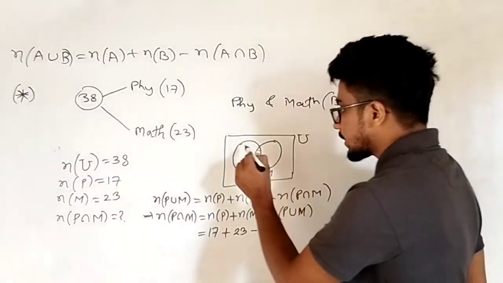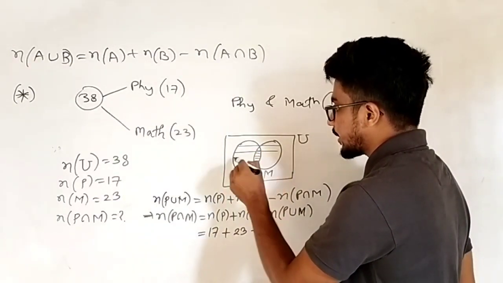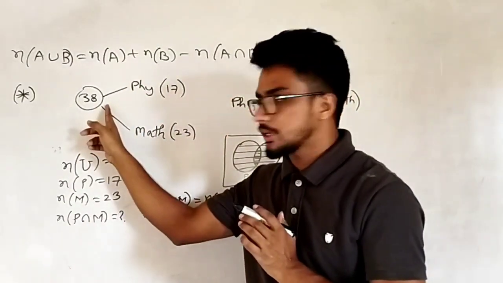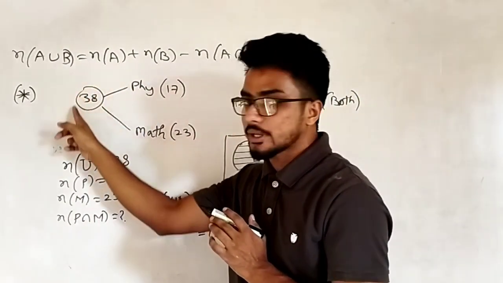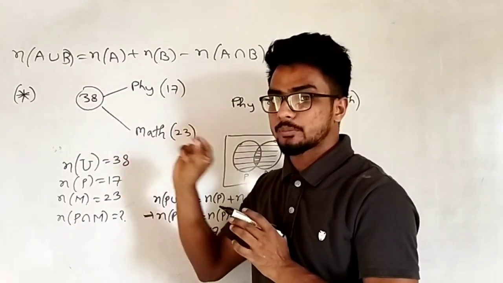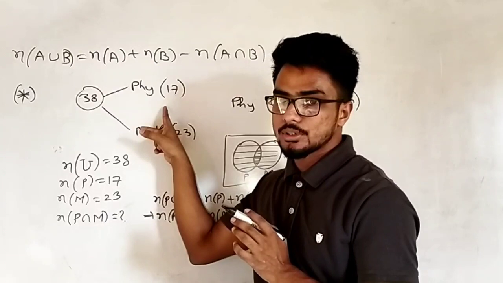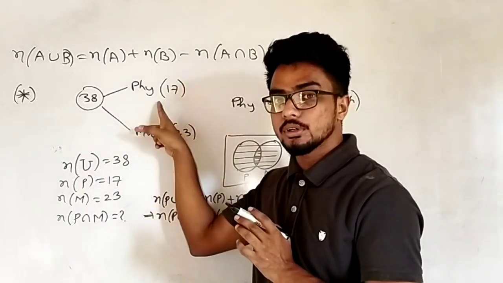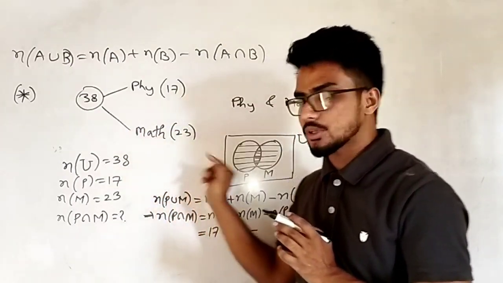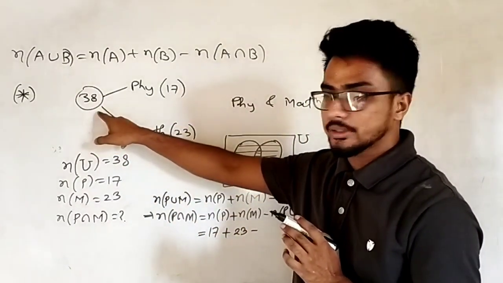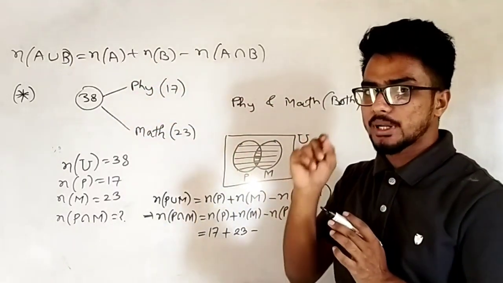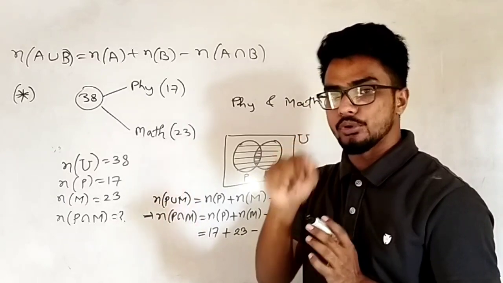P union M means this part is our P union M. And in our given question, it was given that the 38 students will read either physics or maths, that means any one of the subjects. They can read both, but they will read at least one of the subjects. In our question, the 38 students may read both, or may read only one, but they will read at least one subject.